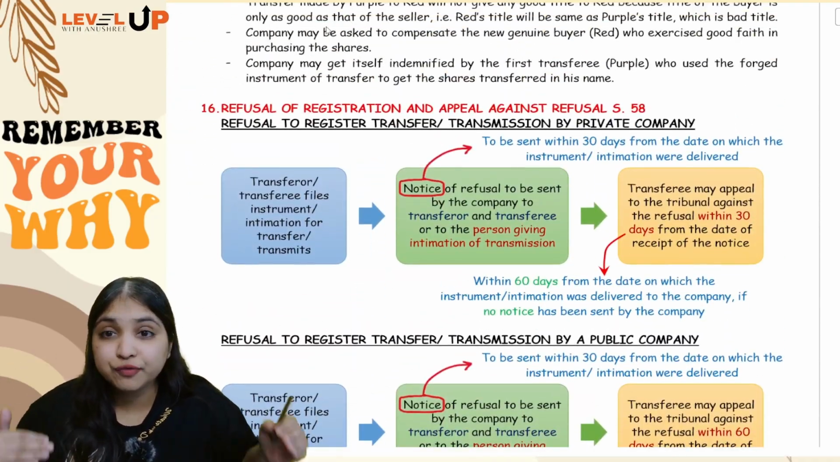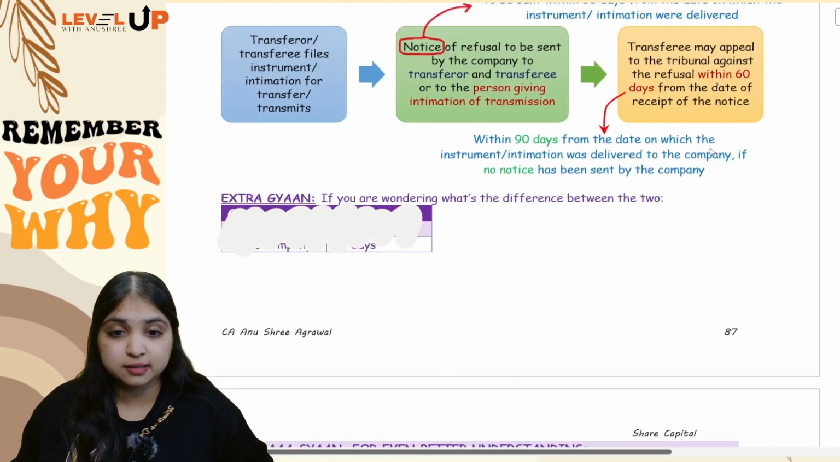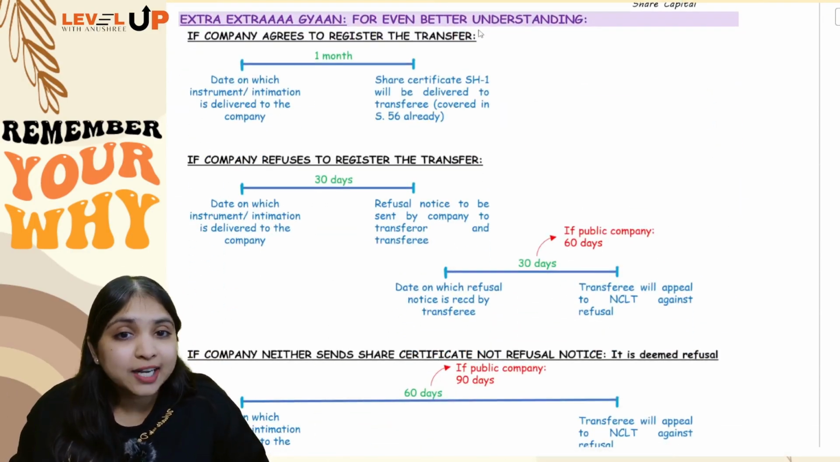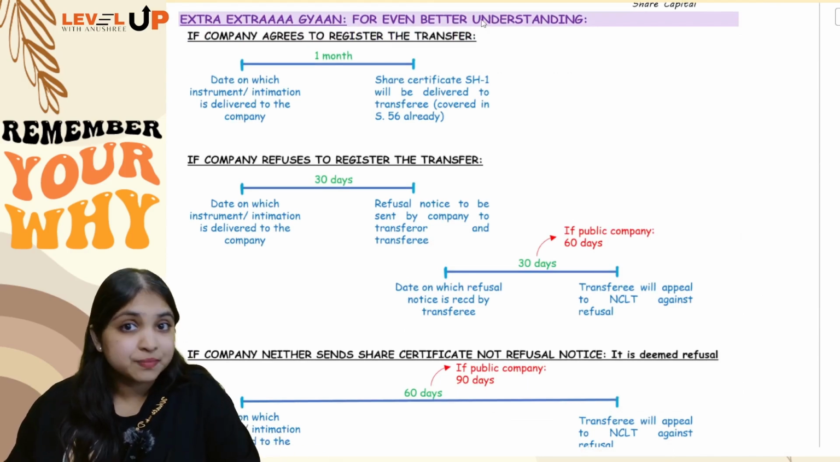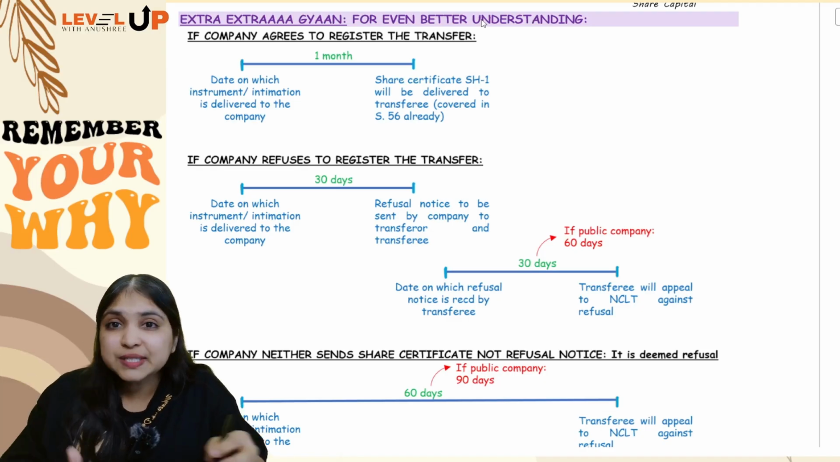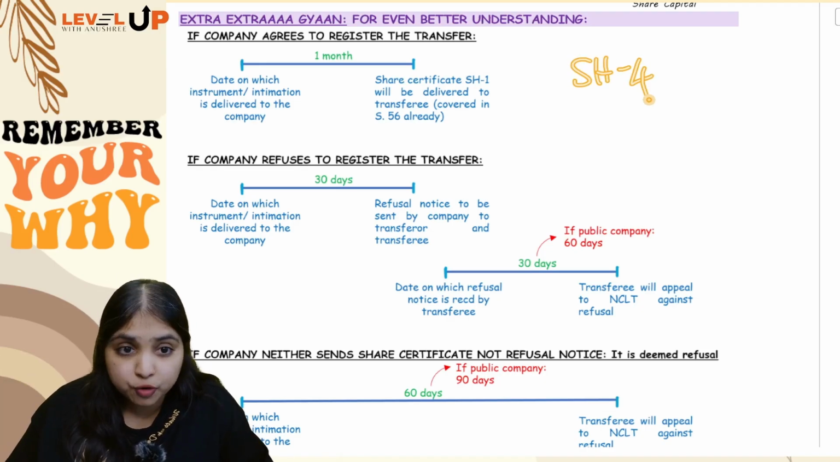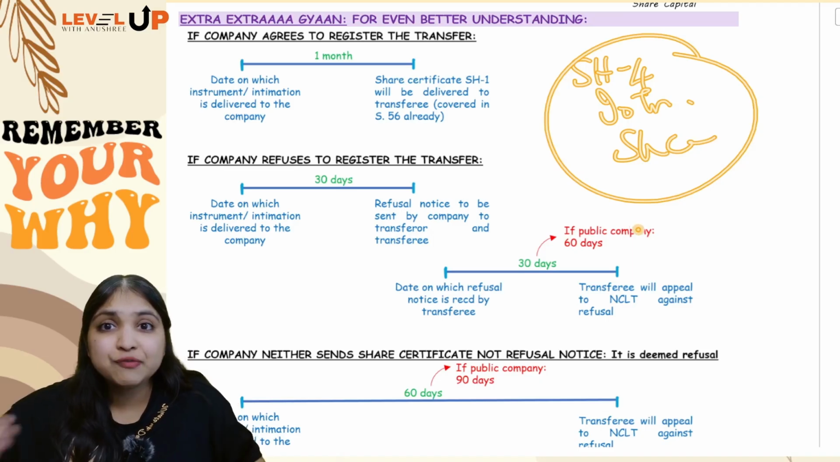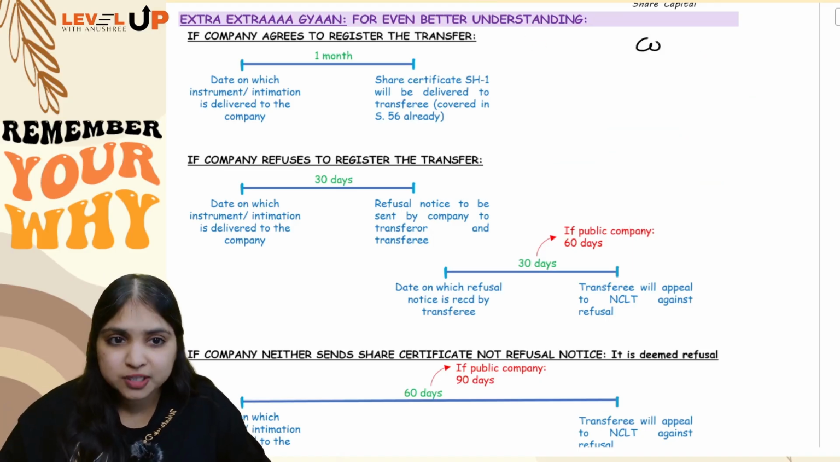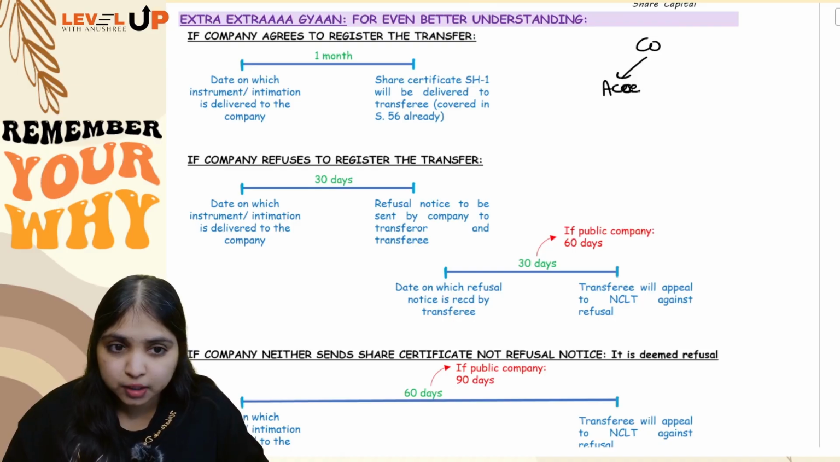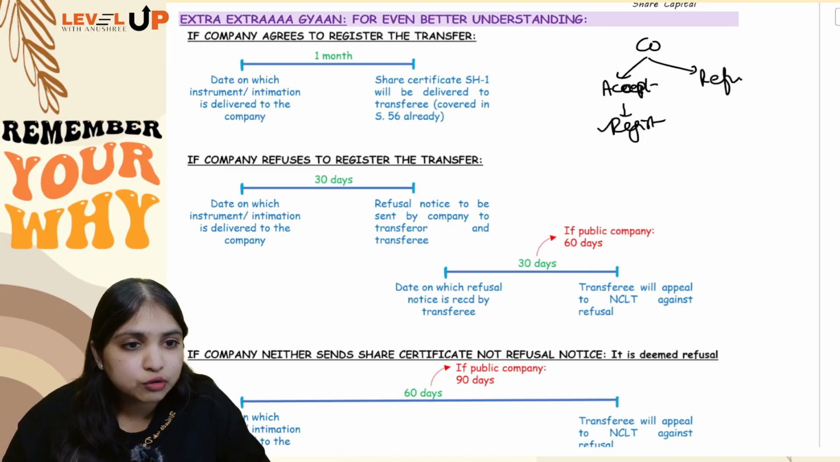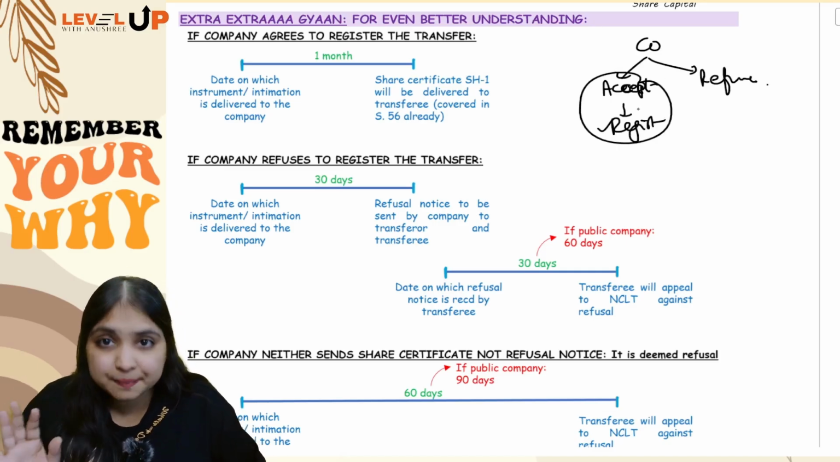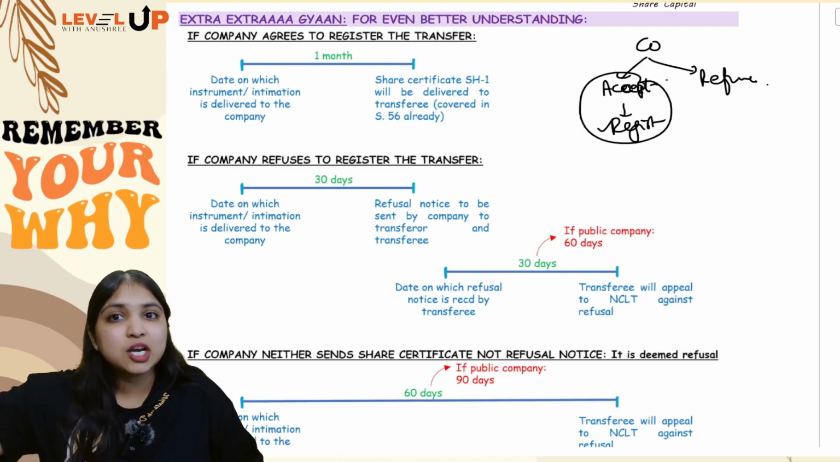Then we learnt about section 58, where we learnt about refusal to register the transfer. I'll straight away come to the diagram. Once we submit all the documents to the company for transfer or transmission, as the case may be, the same concept will apply for both. Once we submit documents like SH4, intimation of transmission, and share certificate to the company, there are two possibilities. Either the company will accept the documents and register the transfer or transmission, or the company will refuse to register.